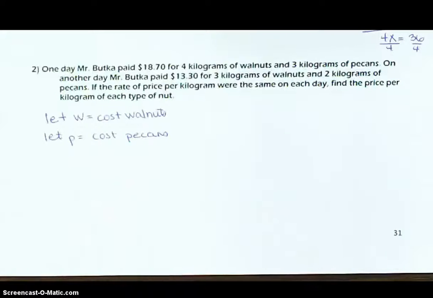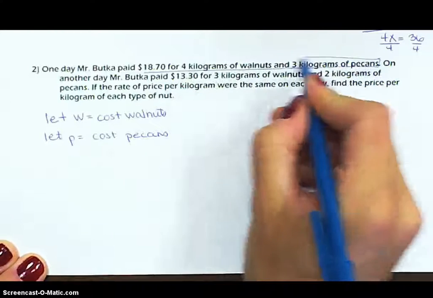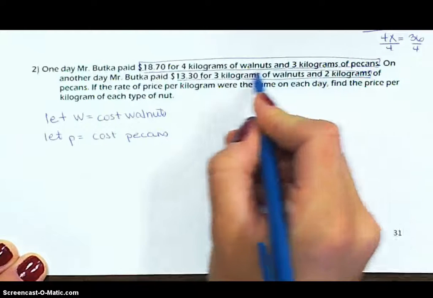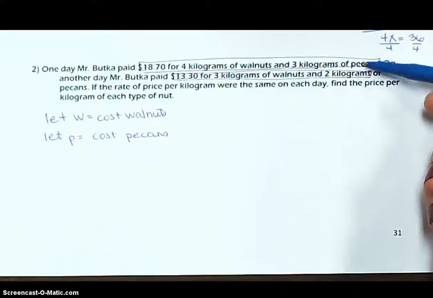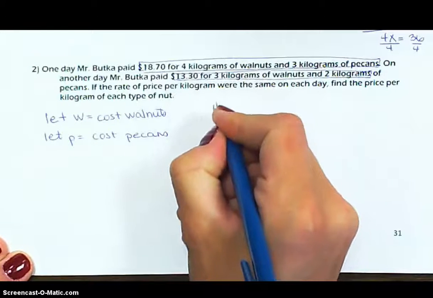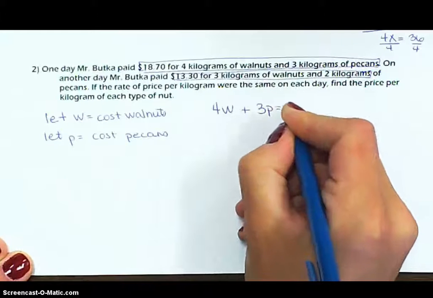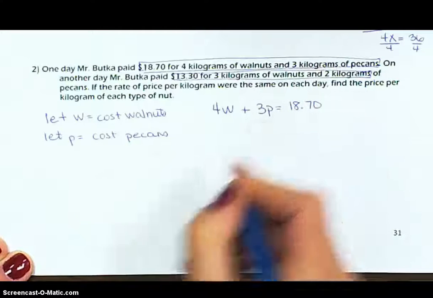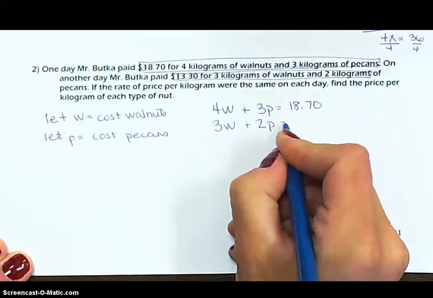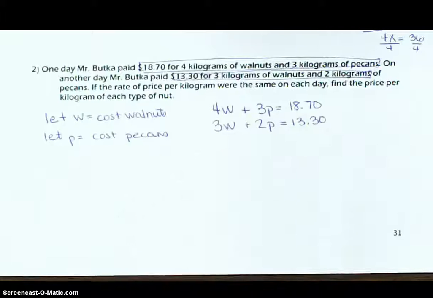Now we can reread to find our important information. So $18.70 for 4 kilograms of walnuts, 3 kilograms of pecans. And then we have $13.30 for 3 kilograms of walnuts and 2 kilograms of pecans. So let's take these sentences and change them into equations. So 4 kilograms of walnuts, 4W, plus 3 kilograms of pecans, 3P. Okay, and the total cost was $18.70. And down here we have 3 kilograms of walnuts and 2 kilograms of pecans, and that price was $13.30. So once again, it's set up very nicely for elimination.